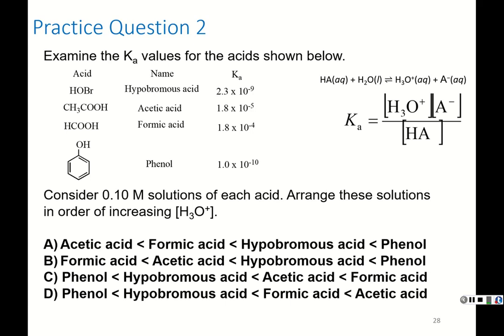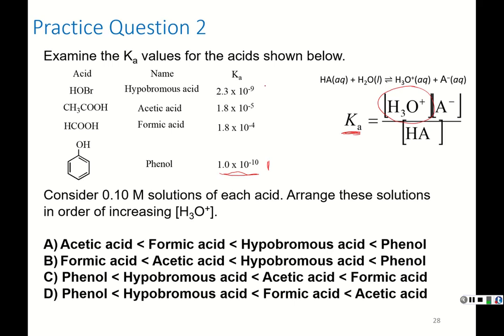In other words, in terms of increasing acid strength, because the stronger the acid is, the more H3O plus you're going to produce, the more it will dissociate, and the higher the Ka value will be. So Ka values increase with increasing acid strength. We need to determine which one is the weakest, and that will have the lowest Ka value. Definitely look at the exponents first. Phenol is 10 to the minus 10, so that's the lowest. We'll give that a rank of 1.